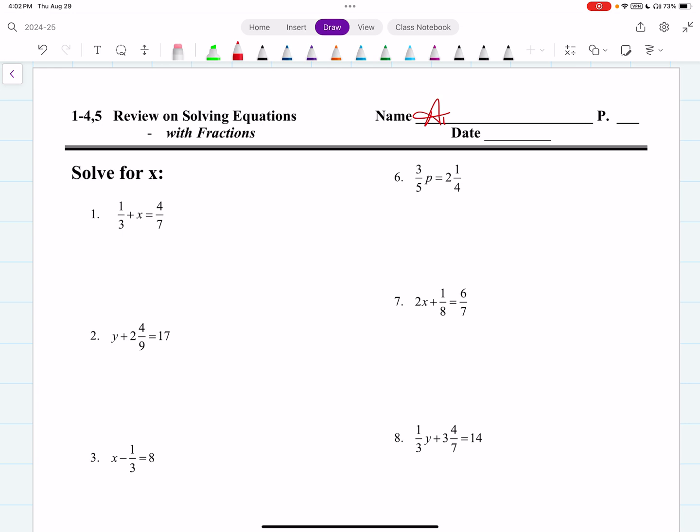This is Mr. Ainsworth here, and we are going to get into a little review over solving equations, one step and two step, but hey, not the simple ones. We got fractions everywhere. Okay, so let's get started here.